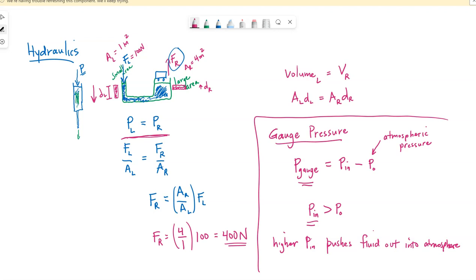Similarly, for our tires, be it a bicycle or a car, whatever, the pressure inside needs to be larger than the atmospheric pressure in order to keep the tires inflated. And of course, if we get a hole in the tire, the air comes out and we get a flat tire. Ultimately, though, gauge pressure is simply the difference in pressure between inside the system and the atmosphere outside.